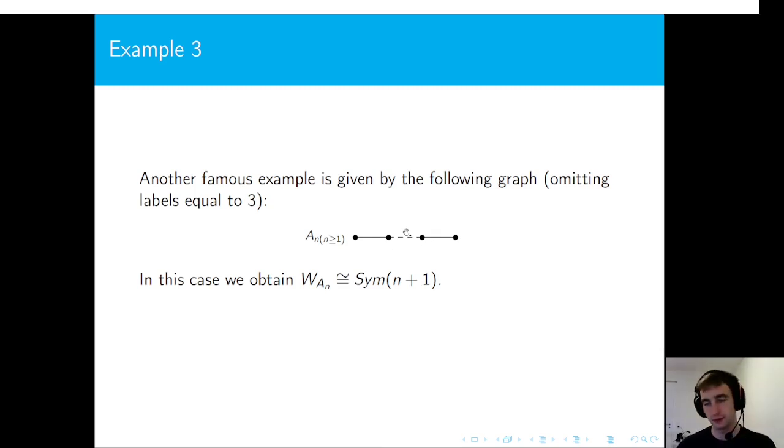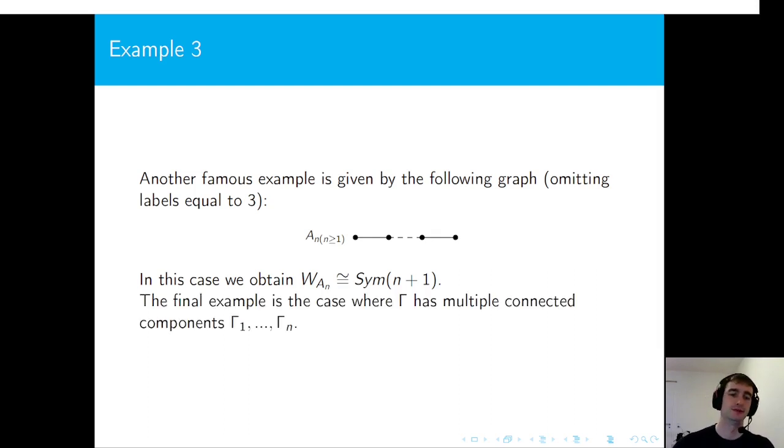And one final note that is important for later on. I phrased this as an example, but it's more of a remark. So suppose I'm given a graph gamma which has multiple connected components, gamma 1 till gamma n. This can happen. What happens to my Coxeter group? Well, then my Coxeter group is, in a natural way, a direct product of these smaller Coxeter groups.